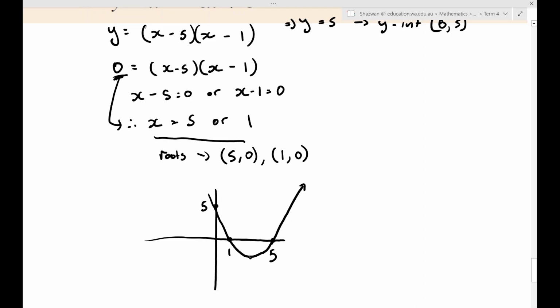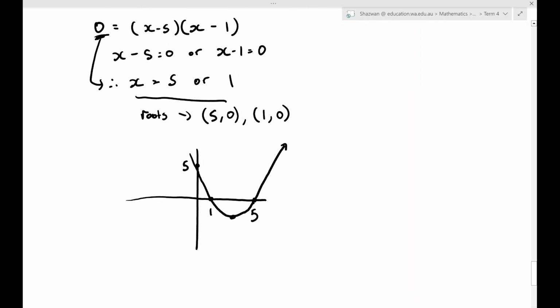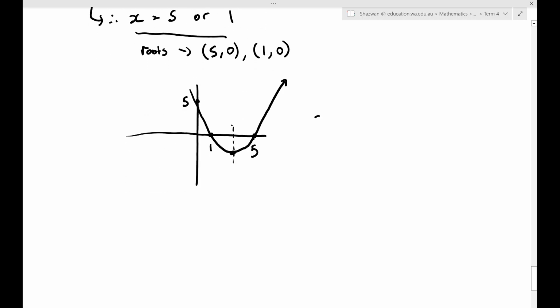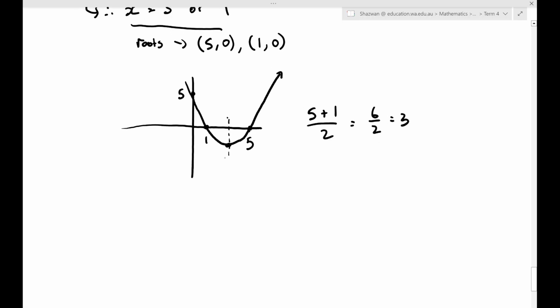And we need to find this turning point so we can label it. Well, I know that this turning point is going to be exactly in the middle of my two roots. So the values of my roots are 1 and 5. How do I find the middle point between 1 and 5? Well, that's just going to be the average of 1 and 5. This turning point is going to be at a value where x is equal to 3. Why? Because that's the average of 5 and 1. So x at this turning point is equal to 3.